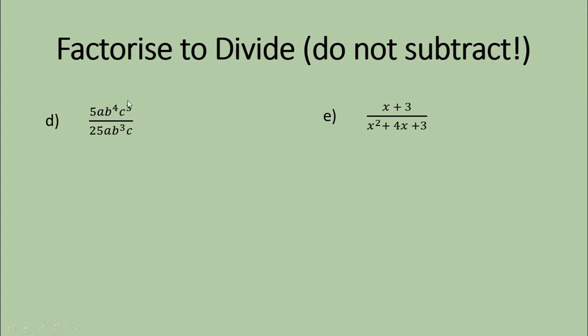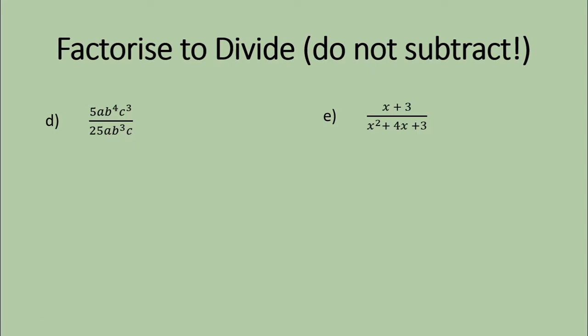So although we could probably find the highest common factor for the numerator and denominator here, I'm going to show you how we can factor something out of the top and factor the same thing out of the bottom, and that way we can divide both top and bottom by the same value. Now looking at these numbers, I can divide both the top and bottom by 5. Looking at the letter A, I can divide both top and bottom by A. Looking at B's, I can divide the top by B to the power of 3 and the bottom by B to the power of 3 as well. And looking at the C's, I can divide them both by just C.